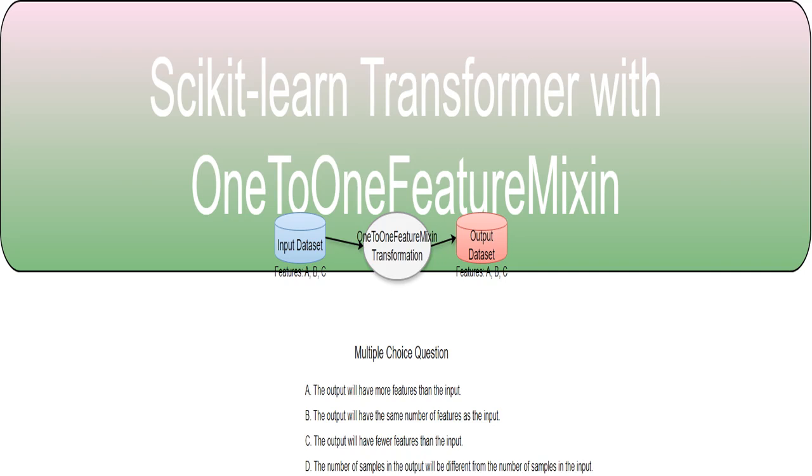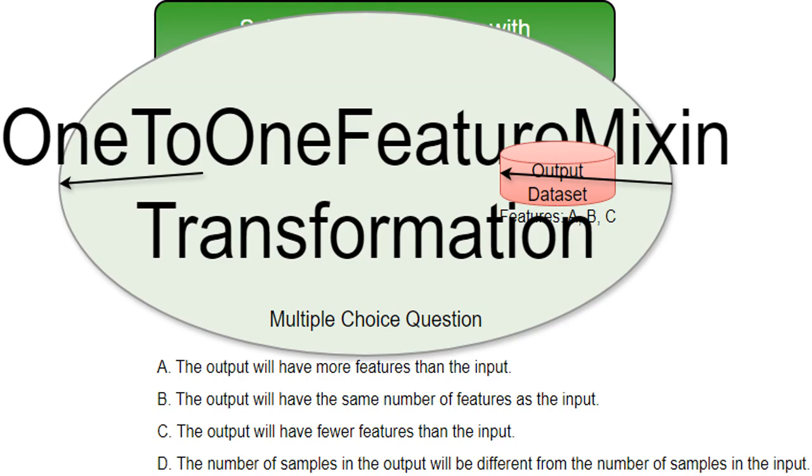My input dataset has 3 features, which I creatively named A, B, and C. Think of these as different aspects of the data I'm analyzing. After applying the OneToOneFeatureMixin transformation, I'll get a new dataset. Since the transformation doesn't change the features, the output will still have the same features A, B, and C. It's like a carbon copy, but the super important part is, it's going to preserve the one-to-one mapping.